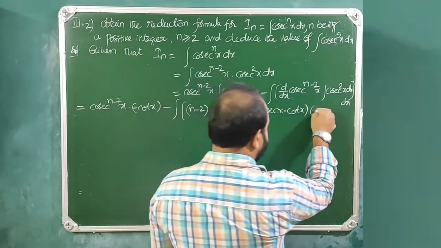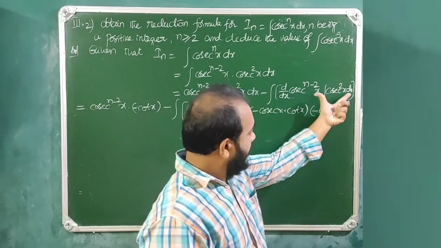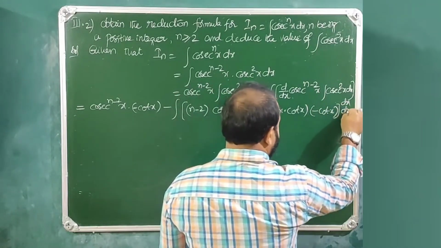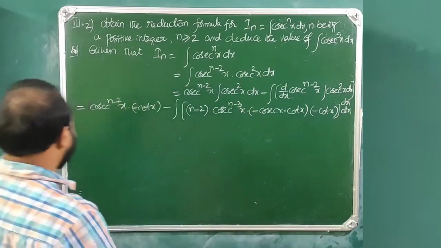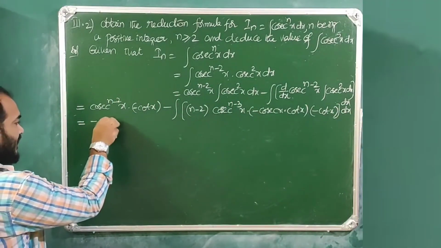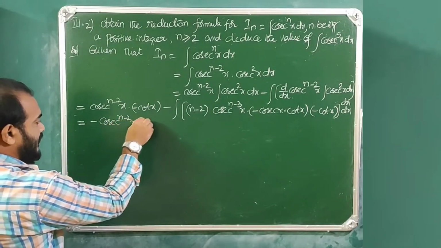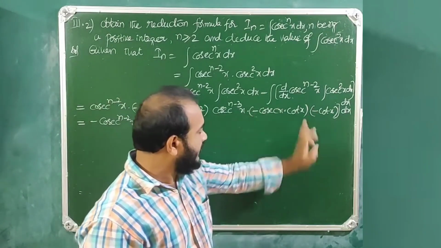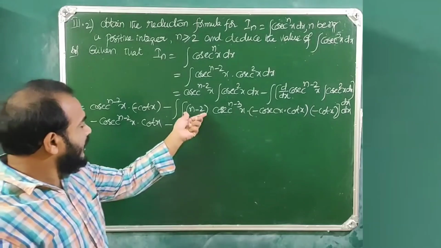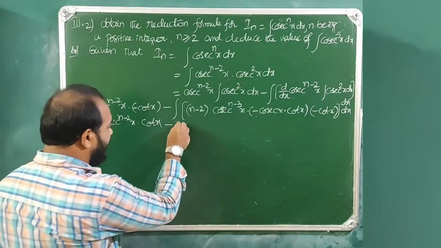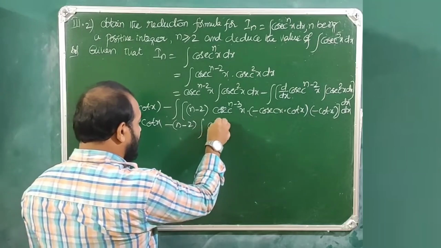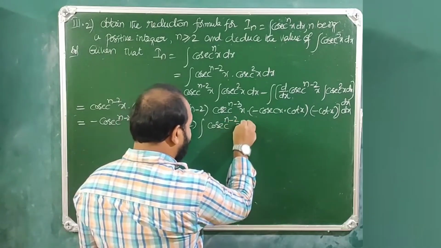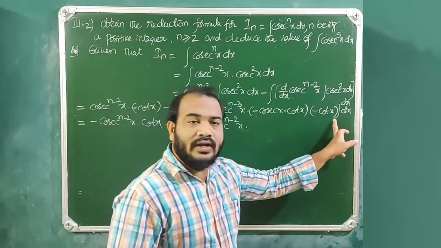minus cosecant x cot x into integral cosecant square x, which is minus cot x. Integral cosecant square x dx is minus cot x. So bracket closed, dx. This is equal to minus cosecant power n minus 2 x into cot x, minus into minus plus into minus. Since n minus 2 is constant, let us write it outside the integration. Integral cosecant power n minus 3 x into cosecant x, so n minus 2 x into cot x into cot x, cot square x.